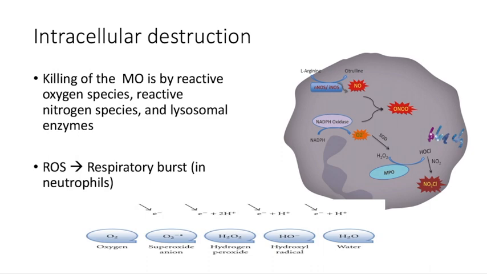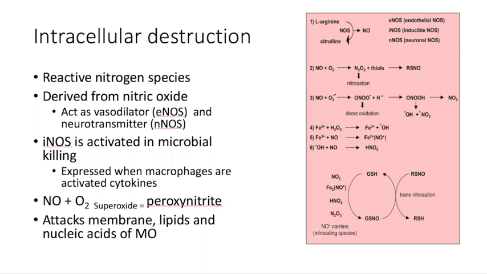So this H2O2-MPO complex is one of the most potent bactericidal systems of the neutrophils. So big killing machine with that one. Then we have this other version, which is reactive nitrogen species. Remember we talked about nitric oxide. So eNOS is a potent vasodilator. It's released by the endothelium, and that is what controls your lumen. We also have a neurotransmitter, nitrous oxide, which we're not talking about in this concept.